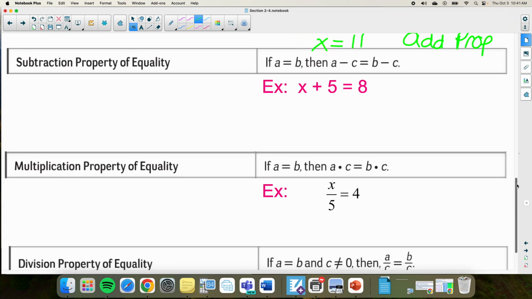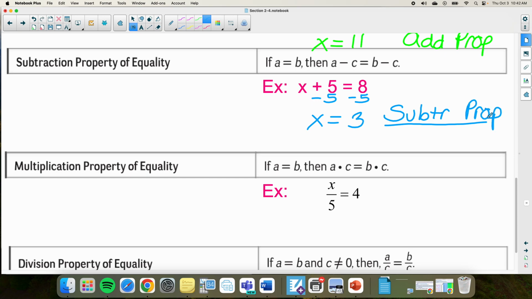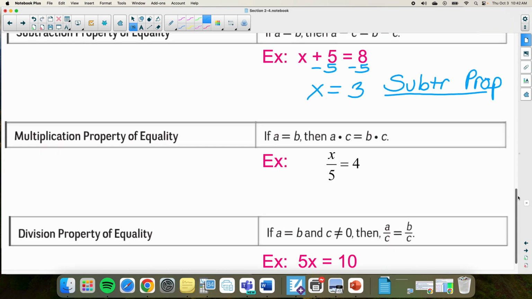Then if I give you something like this tomorrow and you had to solve it, we would subtract 5, but we wouldn't show that, and we'd get x equals 3. And then on the blank, you would write subtraction property. Now you do have to be careful when you abbreviate subtraction because there's also a substitution property. Some kids will abbreviate this SUB and they get it wrong because I can't tell if you mean subtraction or substitution. So if you're doing subtraction, you have to go SUBTR.